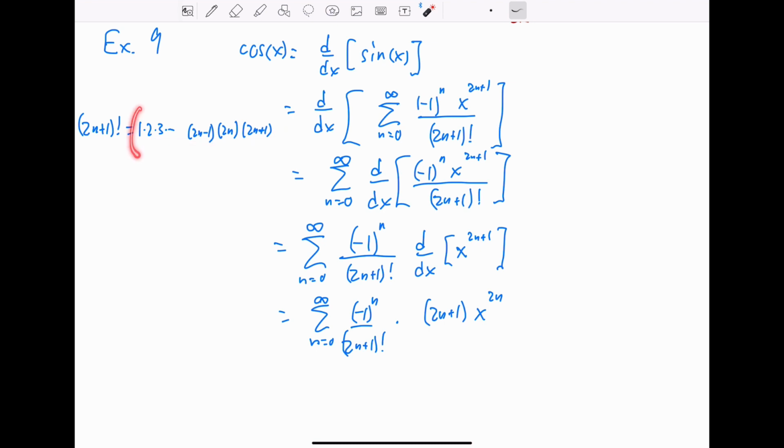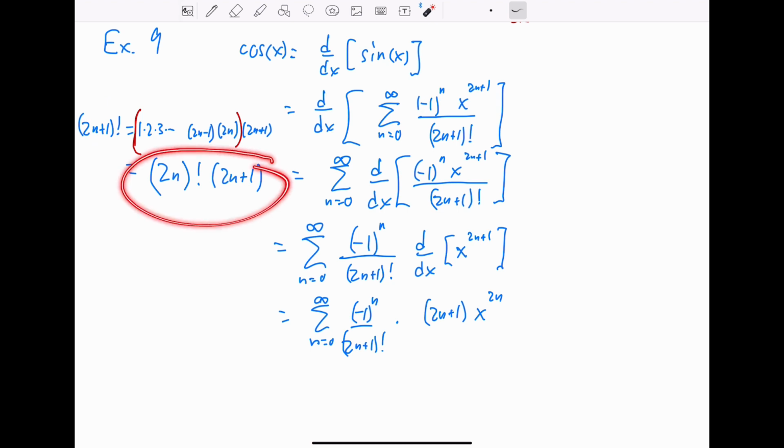So I'm just thinking of expanding out the (2n plus 1) factorial. Notice that right here, 1 times 2 times 3, all up until 2n, this is just 2n factorial. So if I group these factors together, inside those parentheses, it's just 2n factorial because I stop at 2n. So I can rewrite (2n plus 1) factorial as (2n factorial) times (2n plus 1). So in the summation notation here, I'm going to replace the (2n plus 1) factorial with this equivalent expression.